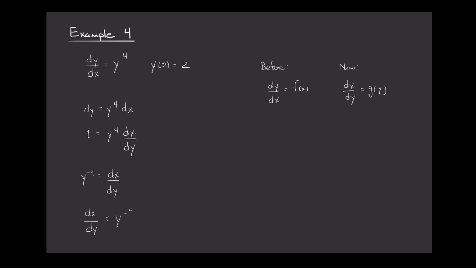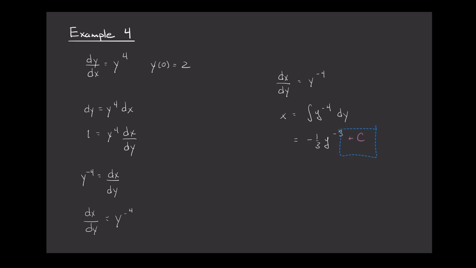Now let's go ahead and apply our method where we have changed which of the variables are independent and dependent. Here I've rewritten the equation. Here we've solved for the dependent variable, which is now x. We compute the antiderivative and find that it's negative 1/3 y to the negative third, remembering that we need to have our parameter since we're taking an antiderivative.